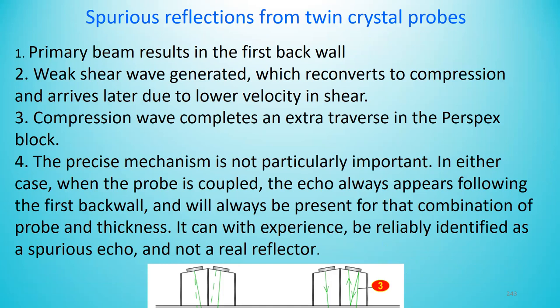The precise mechanism is not particularly important. In either case, when the probe is coupled, the echo always appears following the first backwall and will always be present for a given combination of probe and thickness. It can be experienced and reliably identified as a spurious echo. It is not a real reflector.